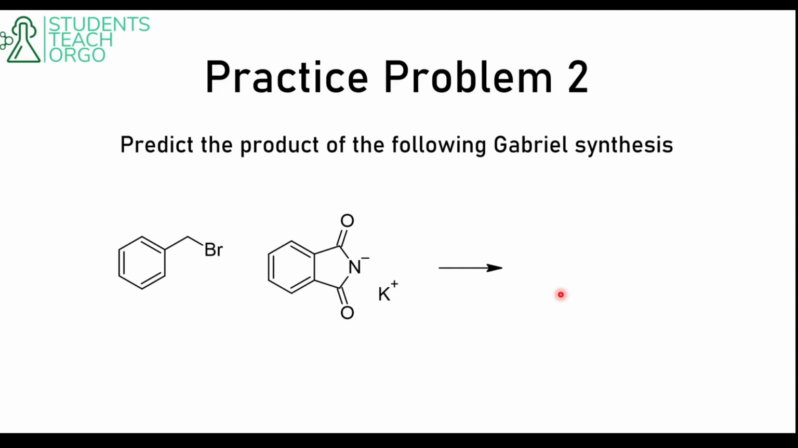Okay, so for this, this is a Gabriel synthesis, right? The overall product of the Gabriel synthesis will just have the Br replaced with an amine group. So by keeping this benzene ring and then adding an extra carbon and then an NH2 amine group, that is our product.